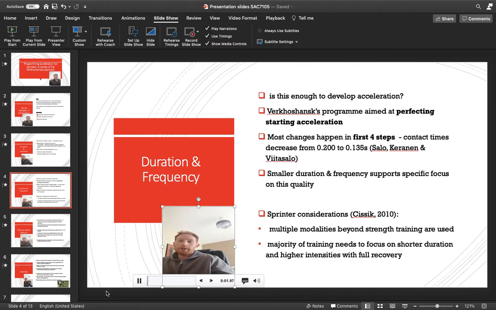So obviously acceleration for sprinters is going to make up a core part of their training that they're going to be focusing on all year round, and they need a good exposure to different modalities that develop acceleration. Is this program enough exposure for that particular quality? What Verkhoshansky states is that this program is particularly for perfecting starting acceleration. So we're looking at perfecting or developing the quality in the first 4 steps.